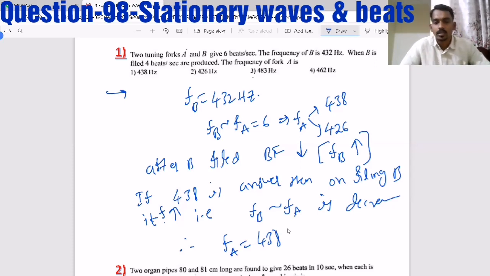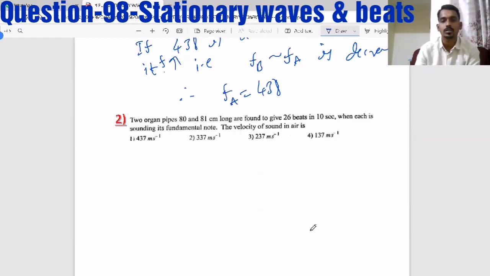Suppose FA is 426. Now FB value keeps on increasing, to some particular value. 433 it became. Then the difference will become 7 if FA is 426. If suppose it increased to 434, 8. That means if 426 is the answer, after filing B, the beat frequency should increase. But according to the given question, the beat frequency is decreasing. So that's why what should be the answer? FA should be 438. Like that you have to think logically and answer the beat-based questions.